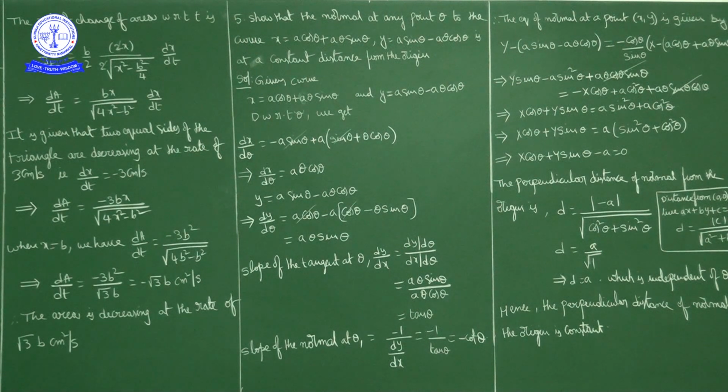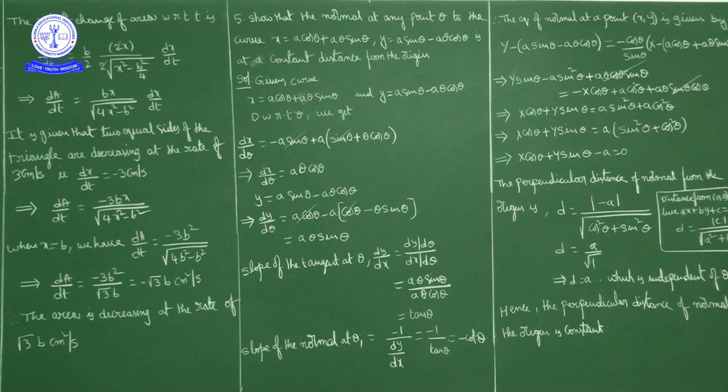So what is given in the question? Two equal sides of isosceles triangle are decreasing at the rate of 3 cm per second. That is dx by dt is equal to minus 3 cm per second. So in place of dx by dt, if you write minus 3, what we get? dA by dt is equal to minus 3bx upon square root of 4x square minus b square.